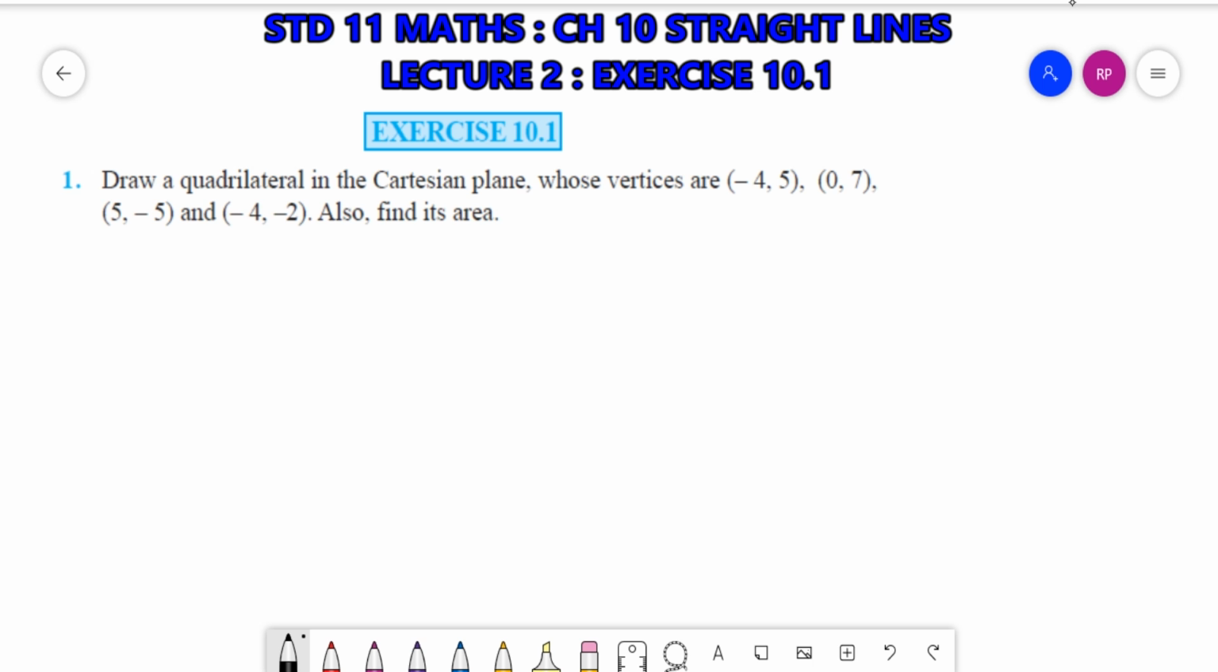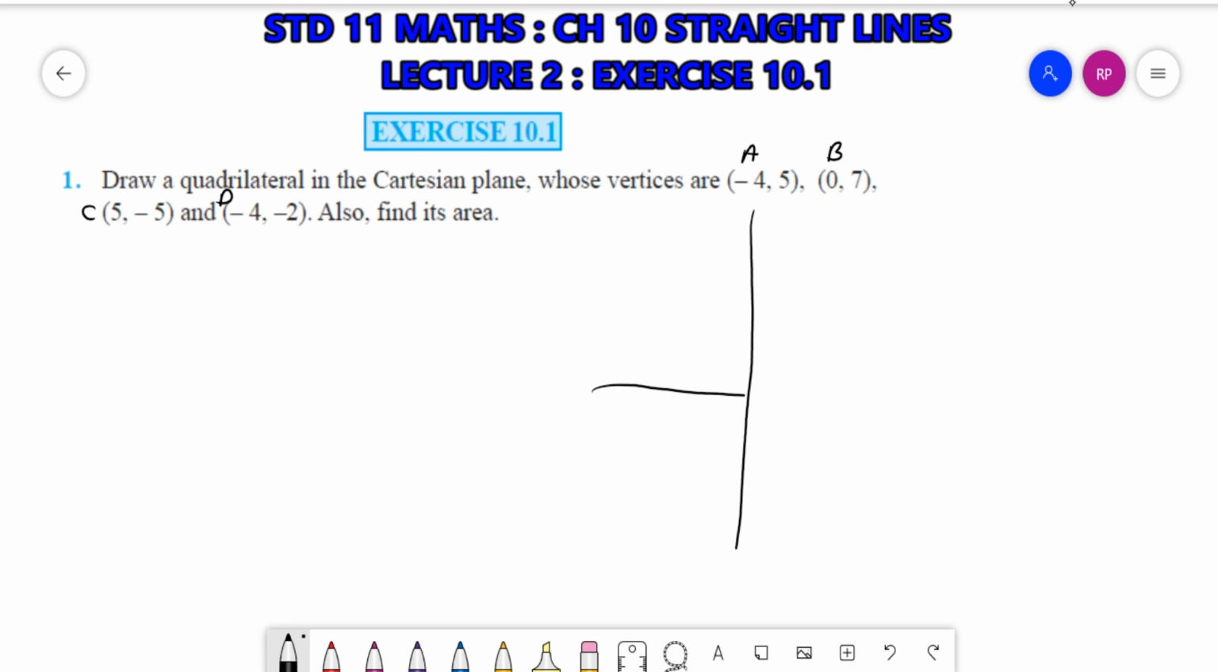So let's start with question 1. Draw a quadrilateral in the Cartesian plane whose vertices are (-4, 5), (0, 7), (5, -5) and (-4, -2). First let's give the names. Let these be points A, B, C and D.